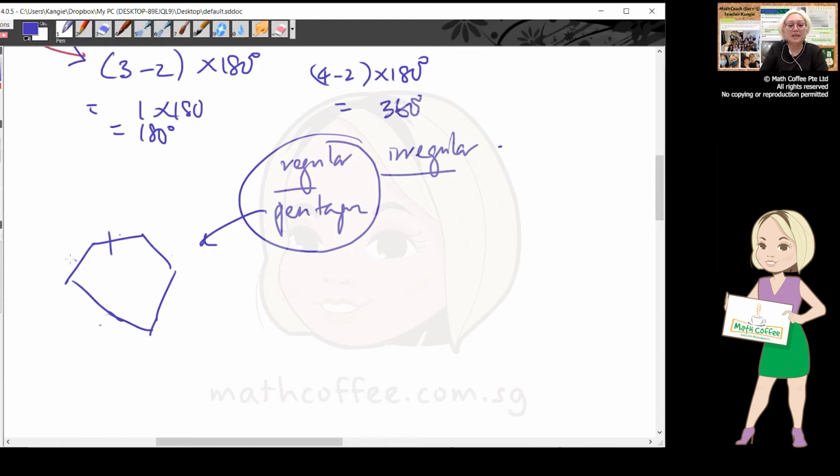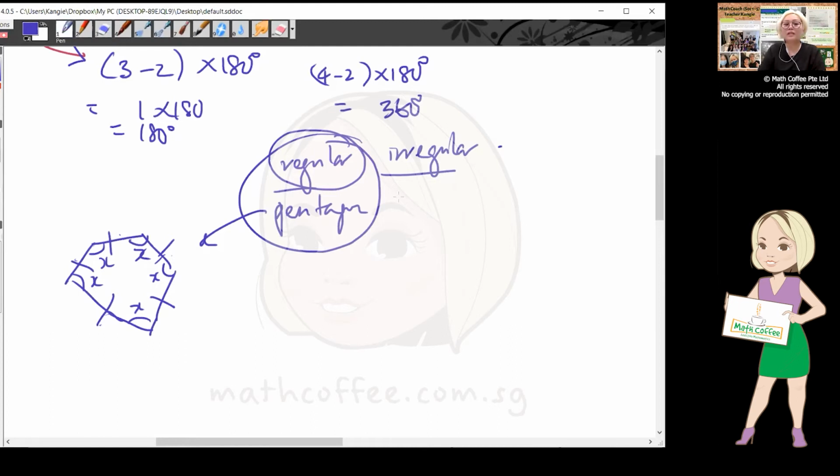So regular means it has equal sides, and then all the angles are equal. Like x, x, x, x, x, they are equal. This is called a regular polygon. It means all 5 sides are equal and all 5 angles are equal.